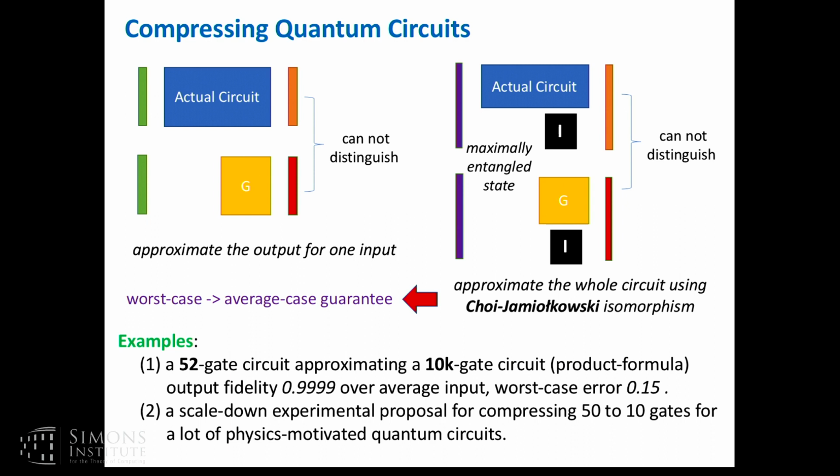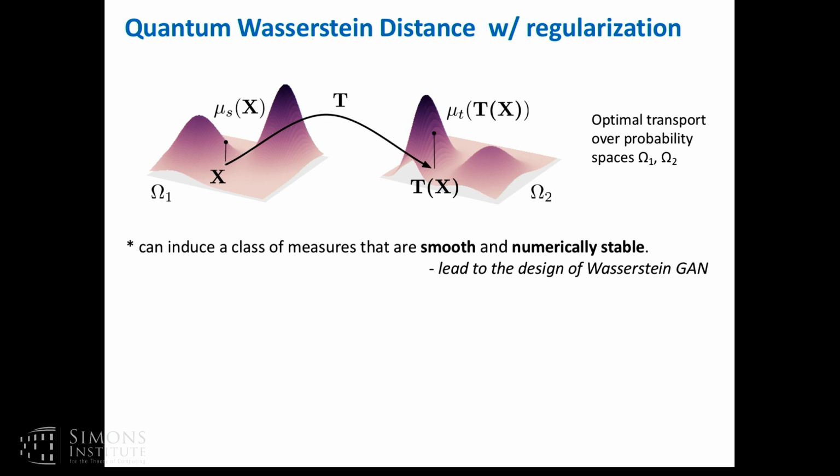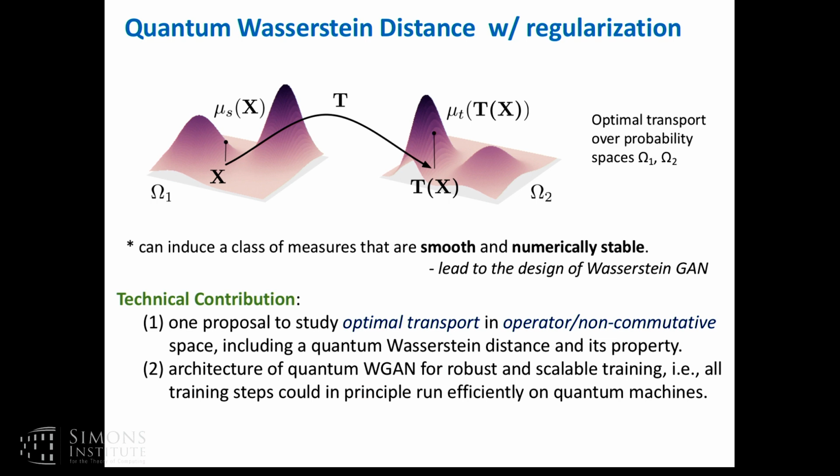On the technical side, we used the optimal transport norm to smooth the landscape of the training. If you're hearing this term for the first time, it has been well studied in mathematics and used classically. The idea is that this kind of norm introduces a different topology on your data space, and numerically it becomes smooth and stable. In the classical literature it is called Wasserstein GAN. We propose a way to study this kind of norm for quantum, and we implement it in an efficient way in this quantum GAN architecture.